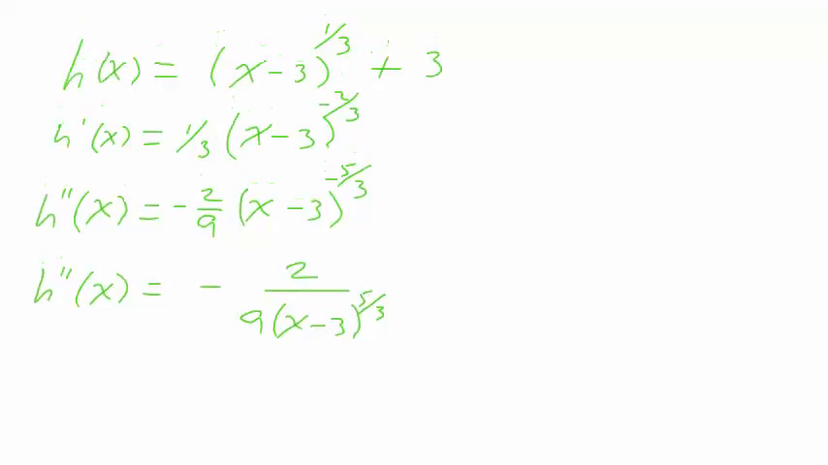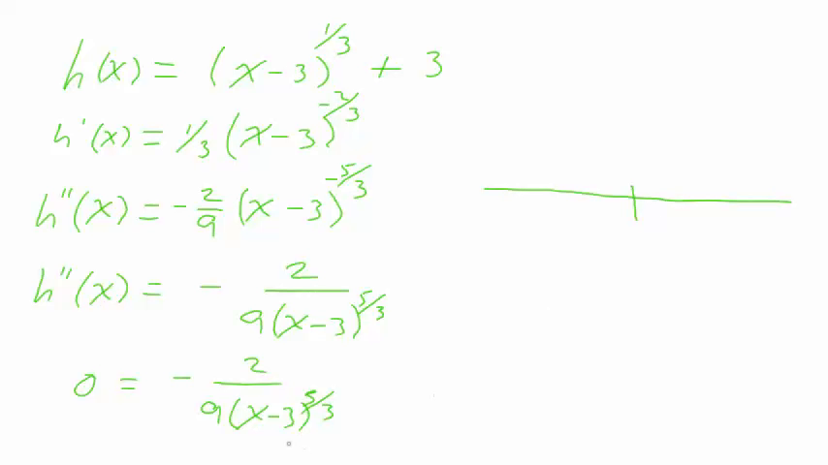Easy enough. So remember, we're just looking for concavity this time. We want to set this equal to 0, because that's what we do. There's nothing in the numerator that will make this 0, but we do need to look in the denominator. What makes the denominator 0? It looks like it's going to be 3.